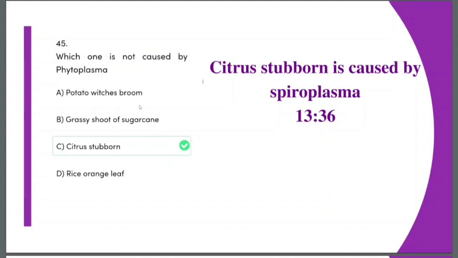45th is, which one is not caused by phytoplasma? So citrus stubborn is not caused by phytoplasma, it's caused by spiroplasma. This 13:36 is I think a mistake, just ignore it.